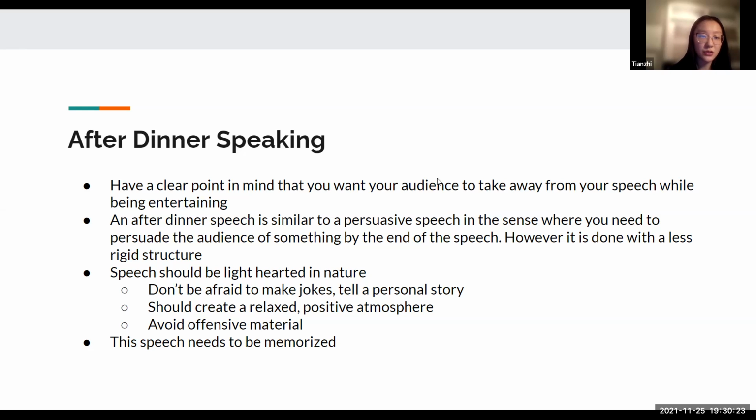Last but not least, try to avoid offensive material. So you are allowed to have jokes, but make sure these jokes are not offensive in nature. So avoid content that is very targeted towards a specific race, avoid sexist commentary, make sure to be inclusive, all this stuff that everyone probably knows already. Same thing with the persuasive speaking. The after dinner speech does need to be memorized. So you can use your cue card, but again, try your best to memorize as much as possible with your speech.